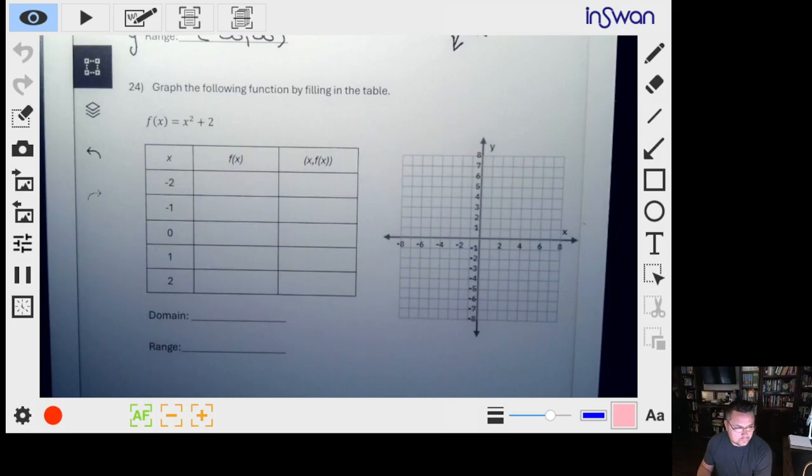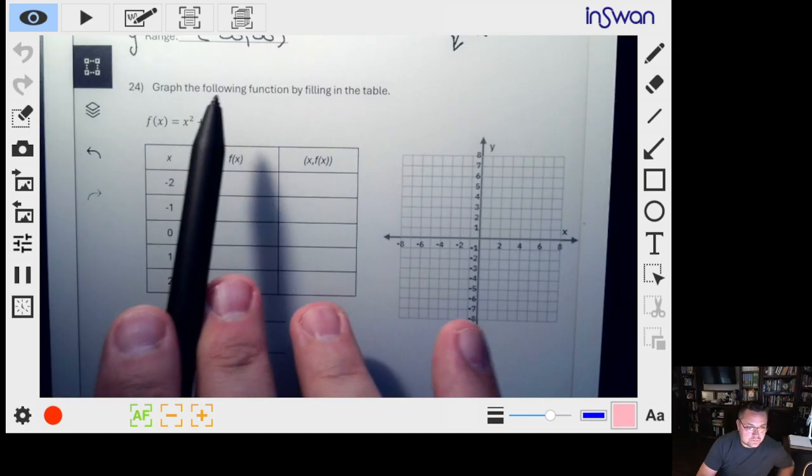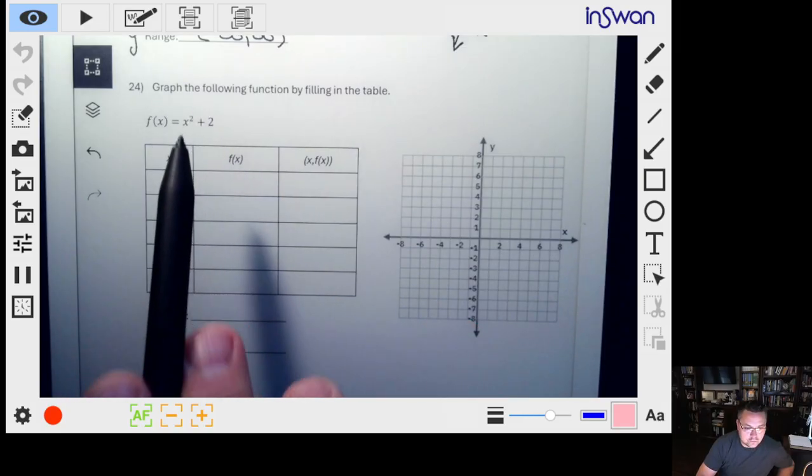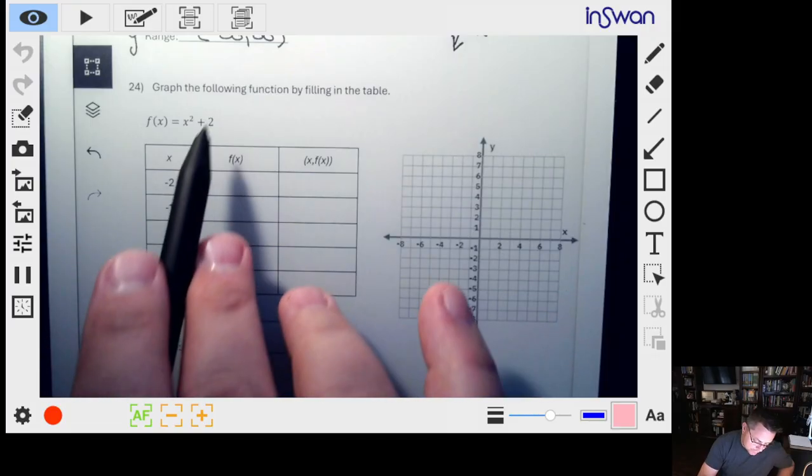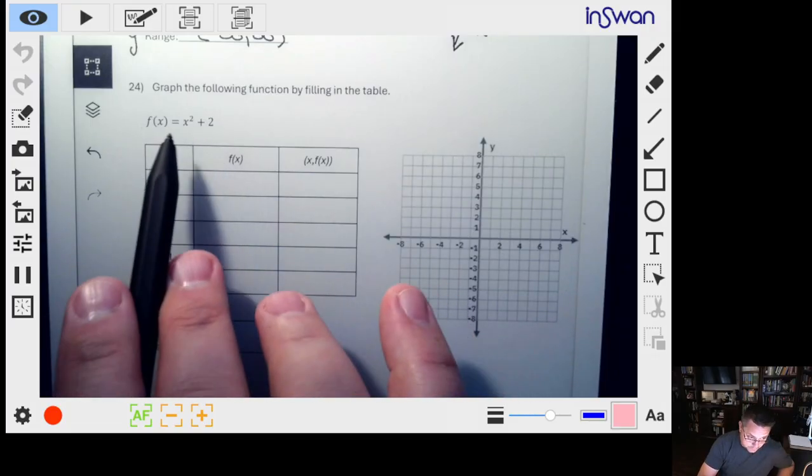Let's take a look at problem 24. Same idea as 23, so if you didn't watch 23, it might be a good idea to go back and look at that. Here, we've got a function. This one is quadratic, so our graph is going to look like a U, and that's a parabola. So we can go ahead and just plug in the numbers into the function.